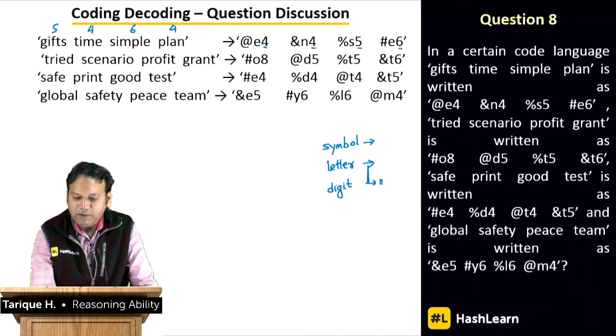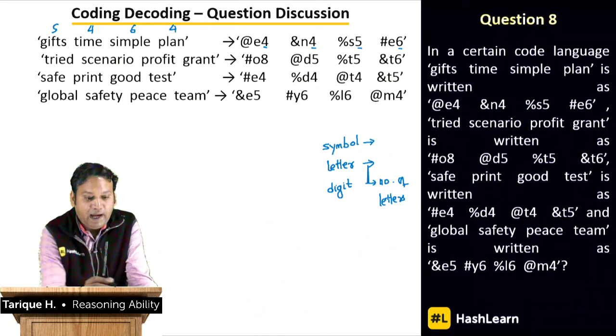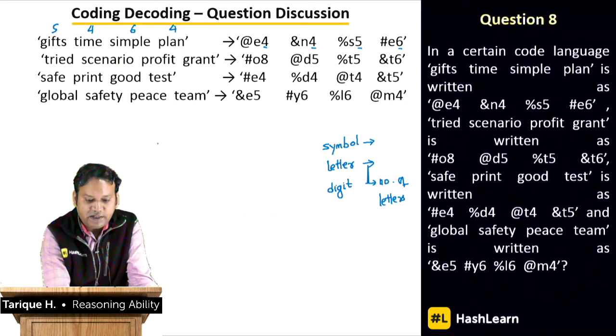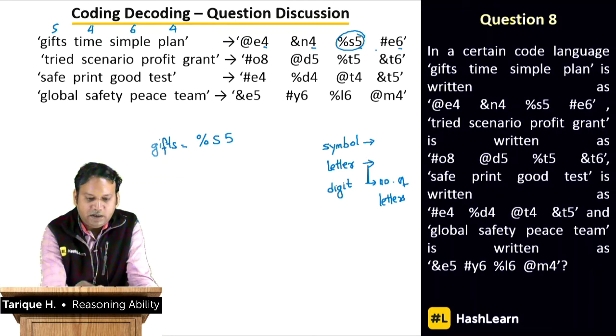The digit represents the number of letters. That's very obvious. The easiest thing to understand is that a digit represents the number of letters, and there's only one word with 5 letters, so we can write gifts, and the answer should be percent S and 5. Because there's only one code with 5 letters, digit 5 here, and simple, we can write simple as hash E and 6.